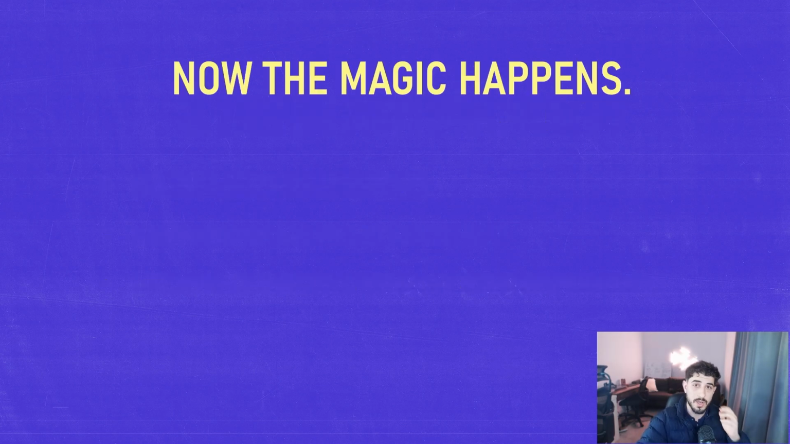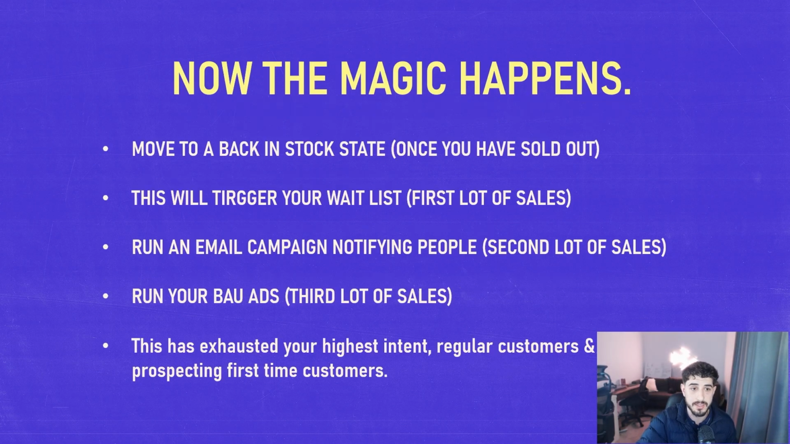Now's when the magic happens. Once you've got these fundamentals down packed, move to a back in stock state once you've sold out. You don't have to truly have sold out, but once you've essentially hit that amount, wait a couple of days, then move to a back in stock state. This will trigger your wait list, and this will be your first lot of sales, okay? Run an email campaign. By the way, you should have been collecting emails during all this, standard e-commerce stuff. Run an email campaign notifying people, and this is going to be your second lot of sales coming through, your second highest intent audience.